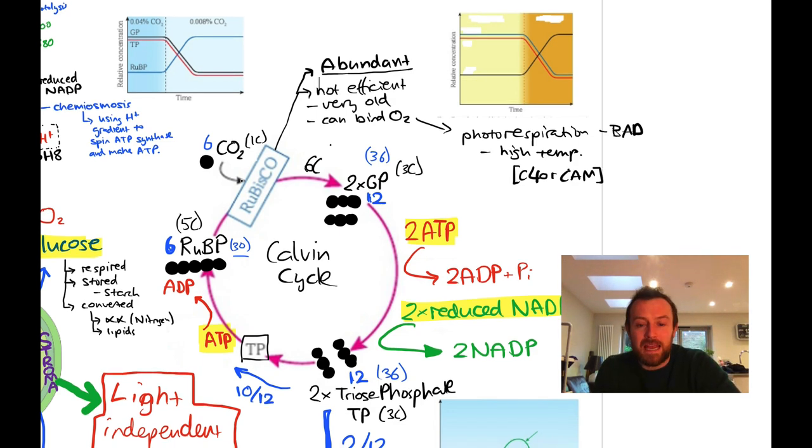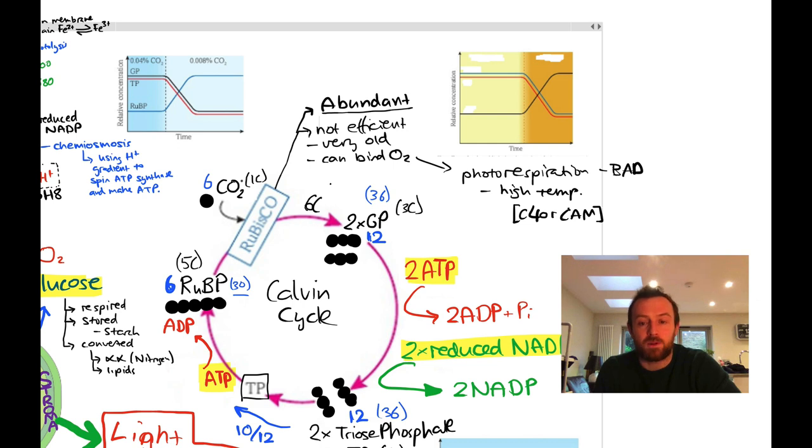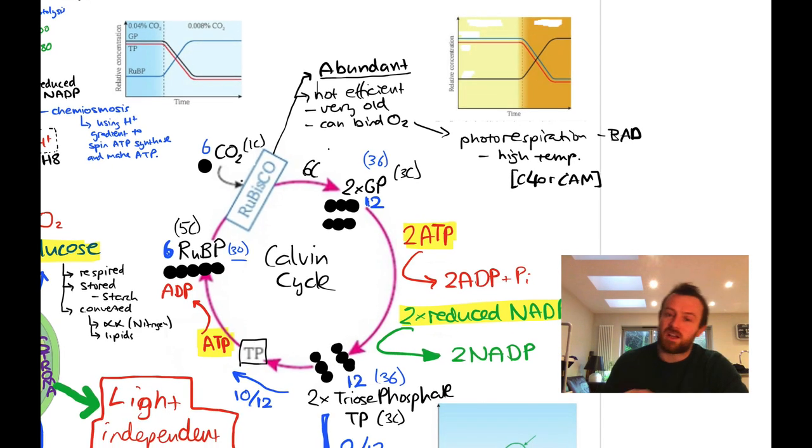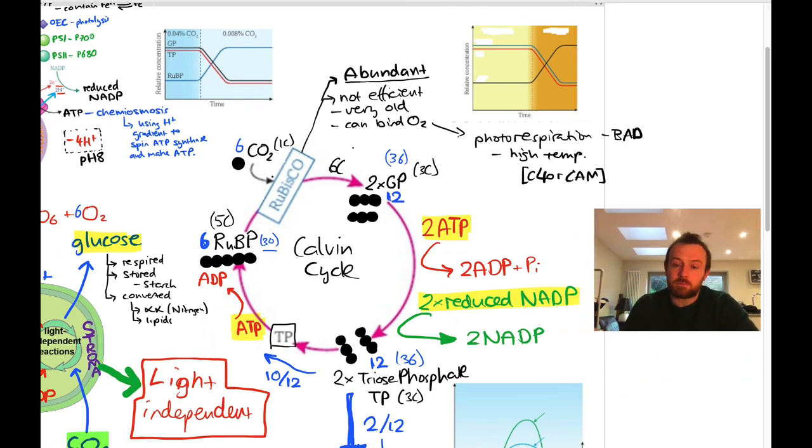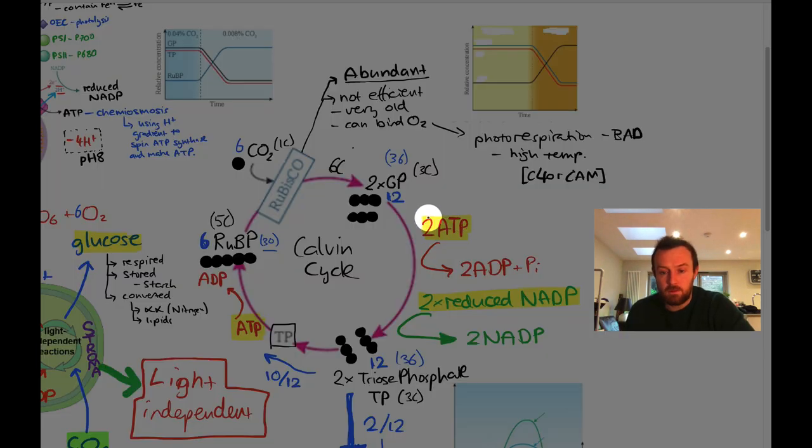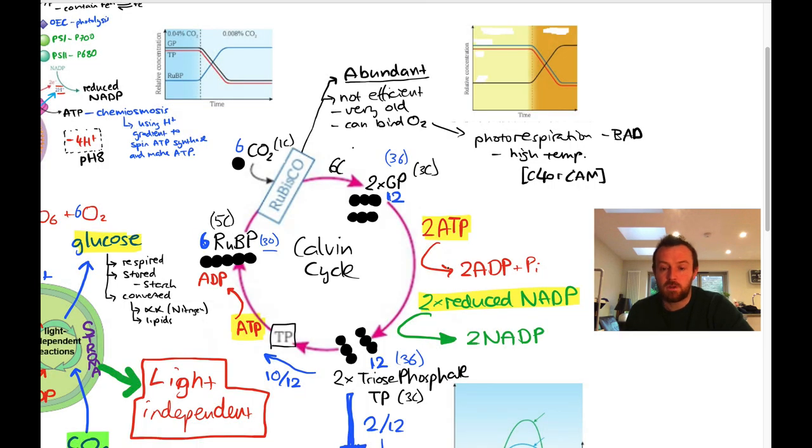Now, two things that relate to the Calvin cycle. First, what happens if we remove light? Okay, what happens if we turn off the lights? What happens to the Calvin cycle? Well, you've got to think about this Calvin cycle as a roundabout, is the way I like to think about it. And if a car crashes on a roundabout, traffic will build up behind it. So what would happen if we were to remove the ATP here and the reduced NADP here? Both of these products are from the light-dependent reaction. And if they were to run out, what would happen?